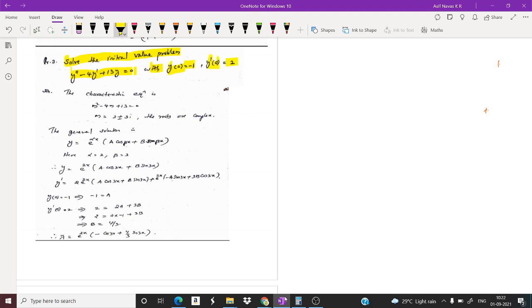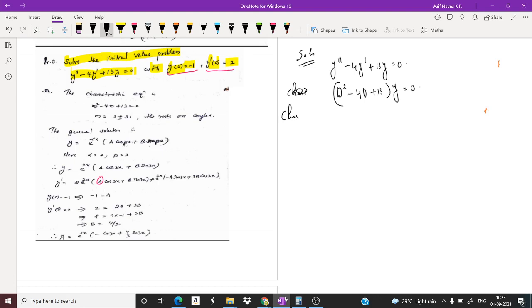What do we mean by an initial value problem? It means we give initial conditions along with the problem, so that we can find the unknown constants. So now how to do this? We have given y'' minus 4y' plus 13y is equal to 0. First we will write the characteristic equation, or we can write this as D squared minus 4D plus 13 acting on y is equal to 0.